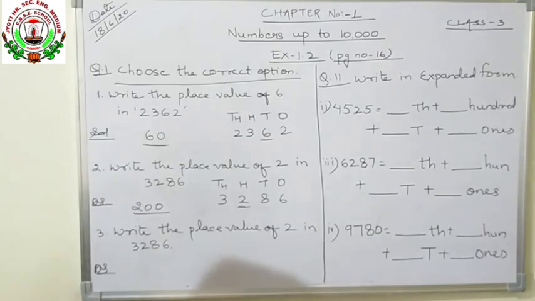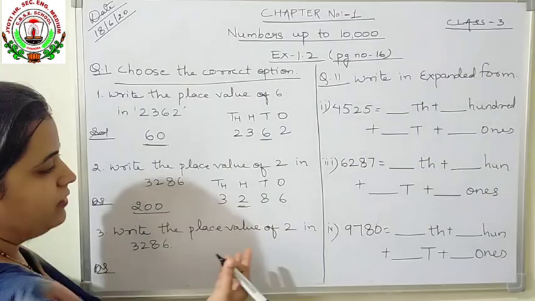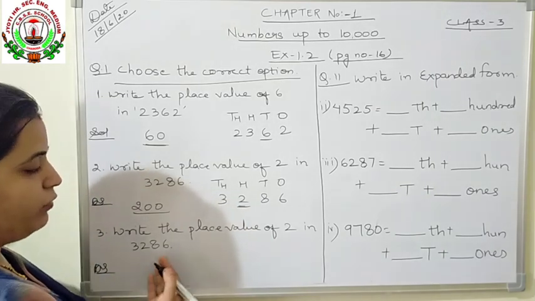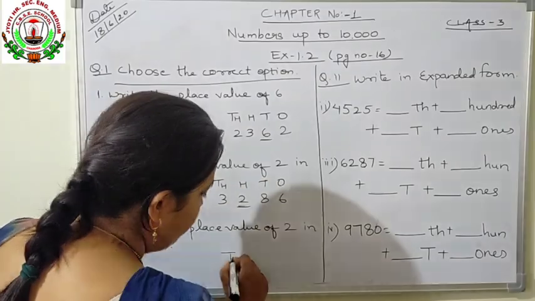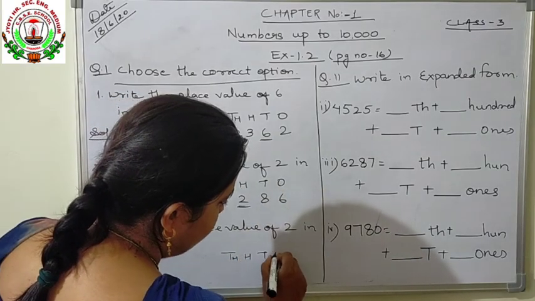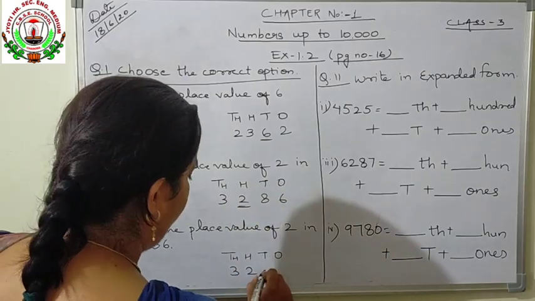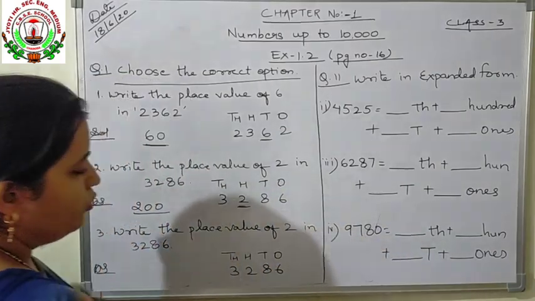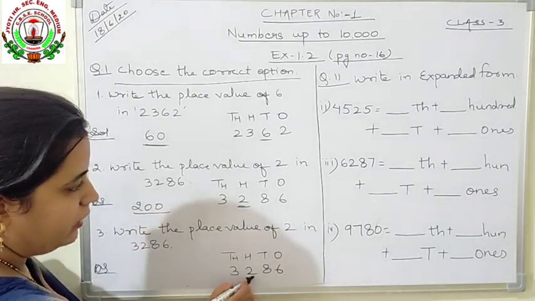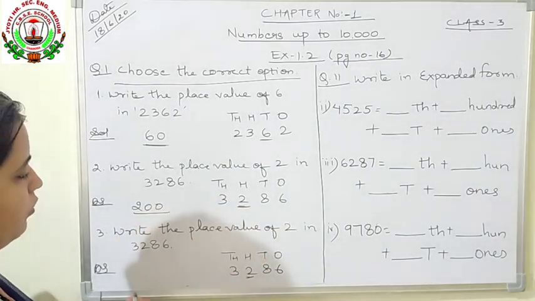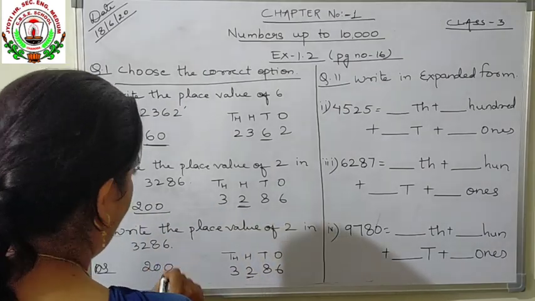Moving on to question number 3, write the place value of 2 in this digit. Write the place value of 2 in 3286. In the same way, we will write the place values here first, 1000, 100, tens and ones. Then we will write the digit 3286. So we have to find the place value of 2. 2 is in which place? 2 is in the 100 place here. So we will write the number as 200. Okay.